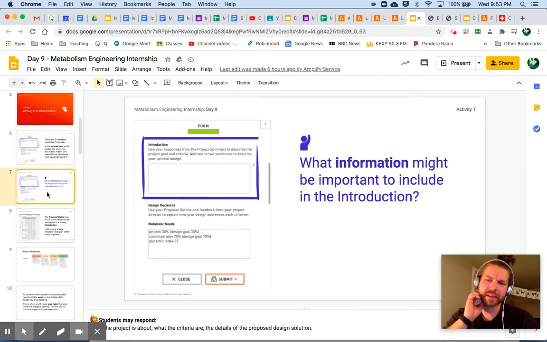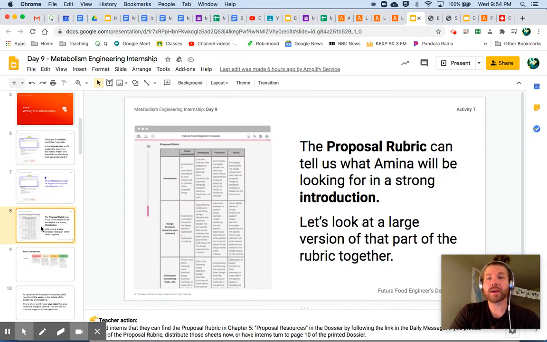But I want you to think, if we're telling somebody about this project, why we're doing what we're doing, what information might be important to include in the introduction. Something about your target population, something about the whole purpose of what you're doing, why you're making these health bars in the first place, what kinds of criteria maybe you're trying to address.